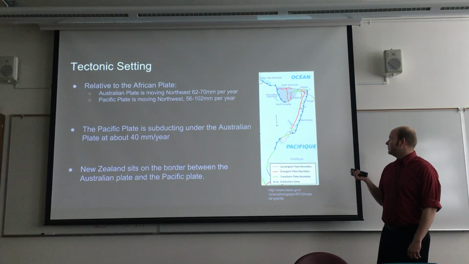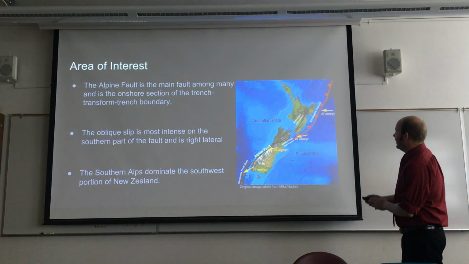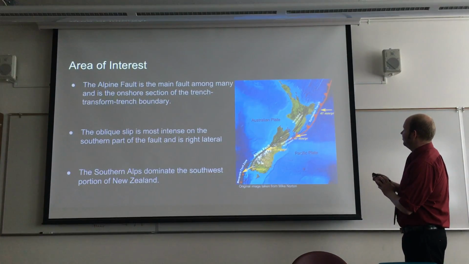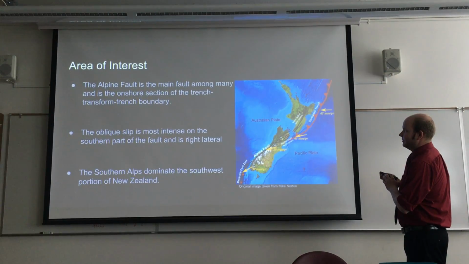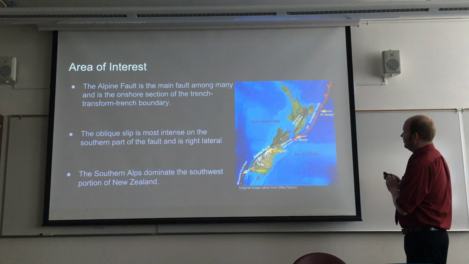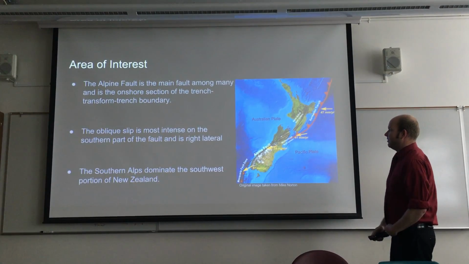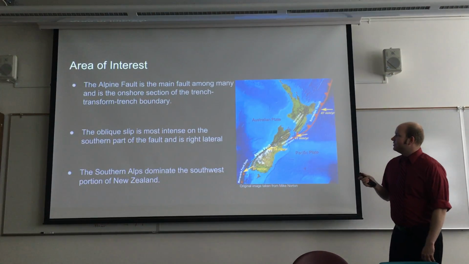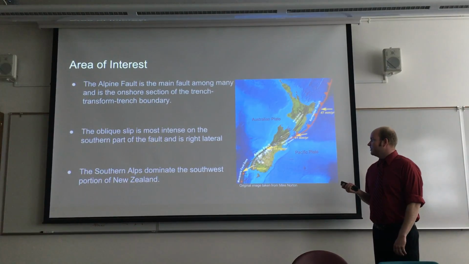New Zealand, as you can see, is sitting right here in between the two. Let me zoom in right here: the Pacific plate, the Australian plate, coming and subducting over here. Here you can see the Alpine Fault bisecting the southern island of New Zealand. And then you can see that we have a trench and then a transform and another trench boundary going on through this area. And you can see that the slip part of this fault is right lateral, going right along the Southern Alps here.